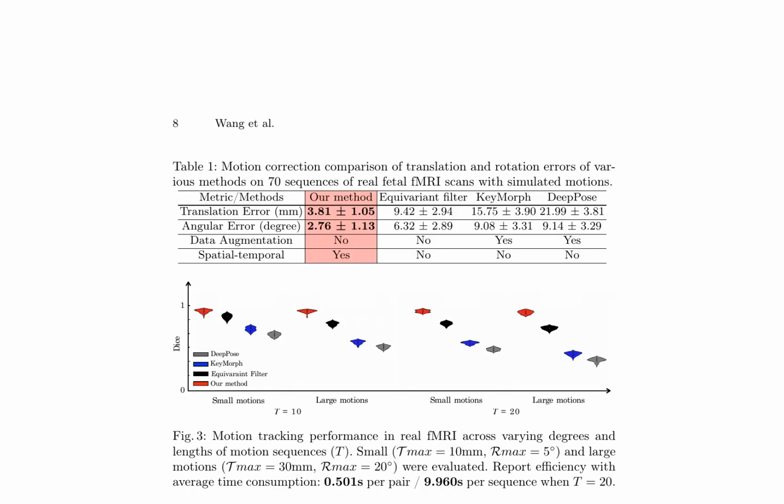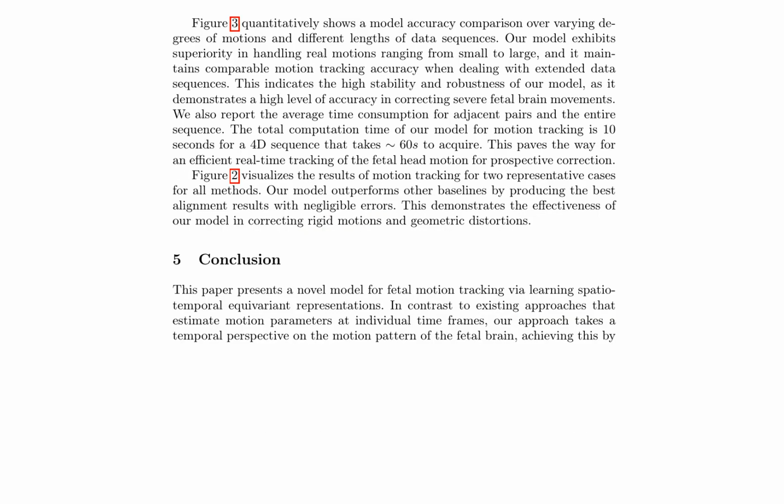The method's efficiency is further highlighted by its ability to handle varying degrees of motion and data sequence lengths, including real fMRI scans with simulated motions. The average time consumption for motion tracking is 10 seconds for a 4D sequence, making it suitable for real-time tracking.